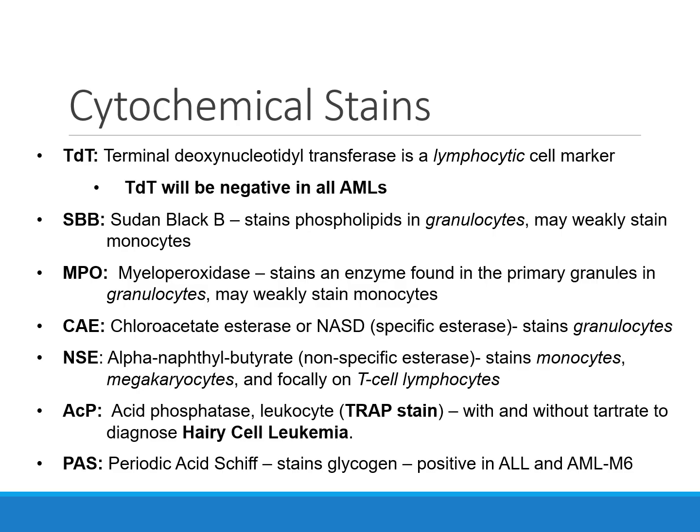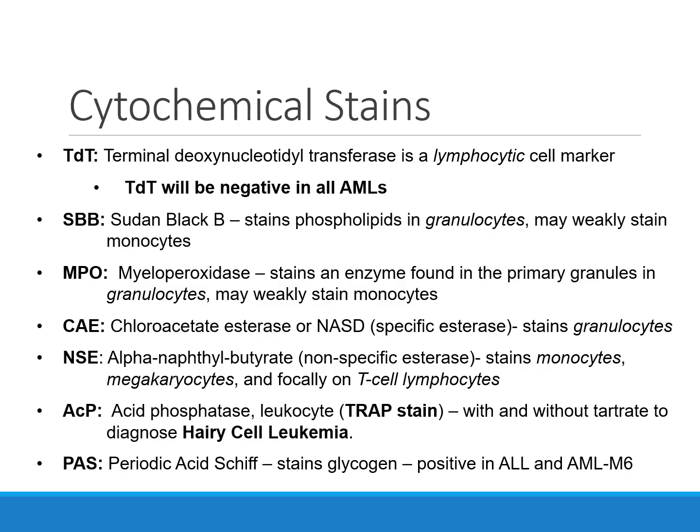Next, we have NSE, alpha naphthyl butyrate, or non-specific esterase. Now, this is going to stain a few different things. It's going to stain monocytes, megakaryocytes, and strangely enough, focally on T-cell lymphocytes. So that's the only one where we have involvement of both lymphocytes and myelocytes. So that's why we call that one a non-specific esterase.